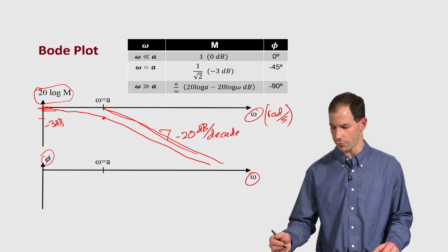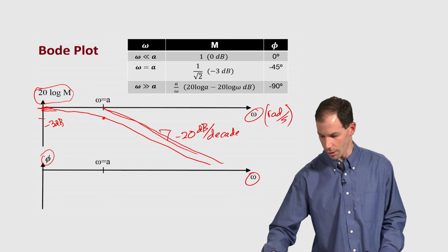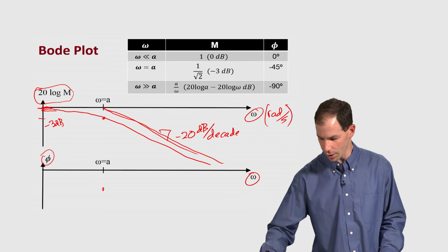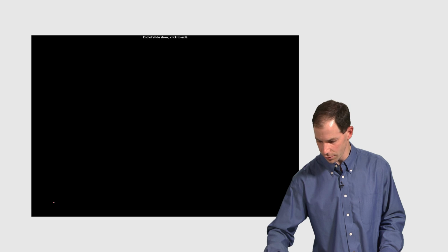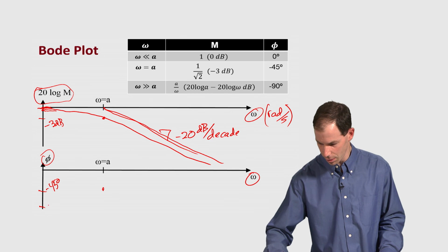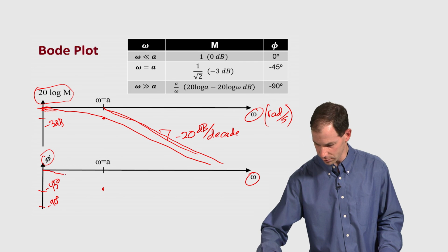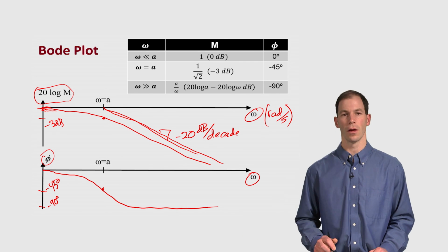Now let me do the same thing for the phase angle. Again at my break frequency, I'll get a transition at minus 45 degrees. And then I'm going to asymptote to minus 90 degrees. And so my plot will look something like this.